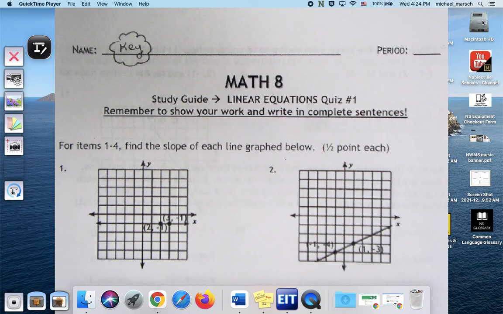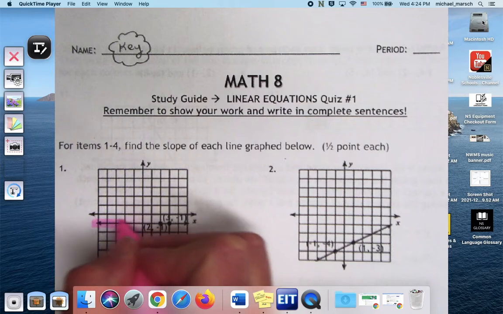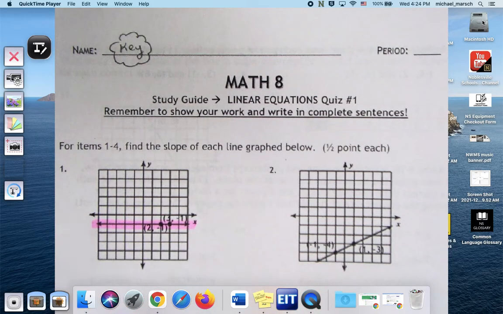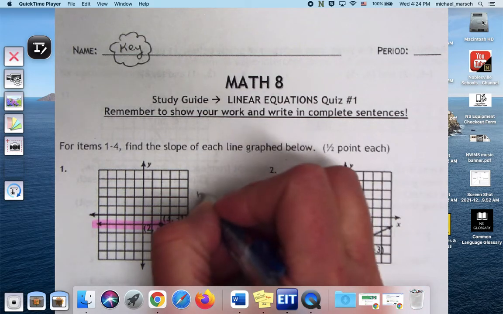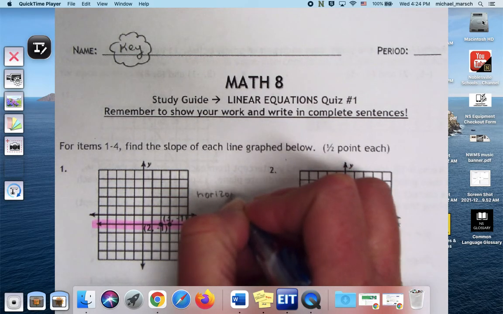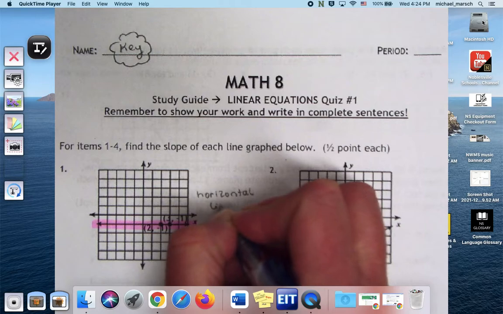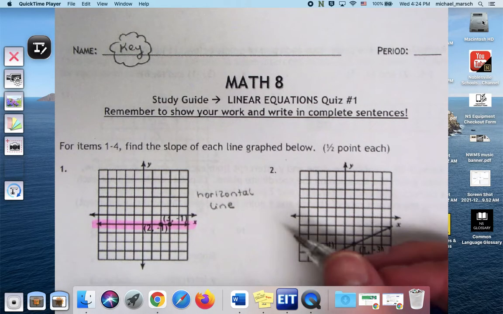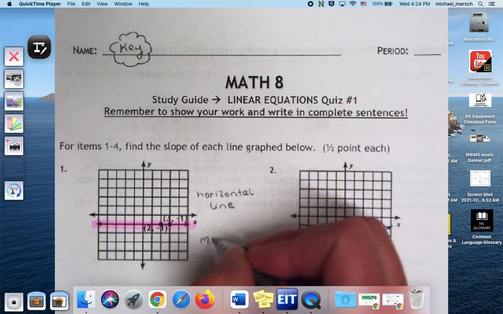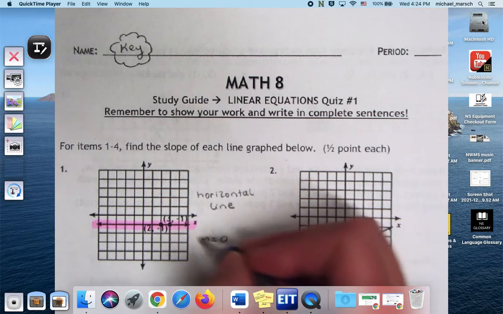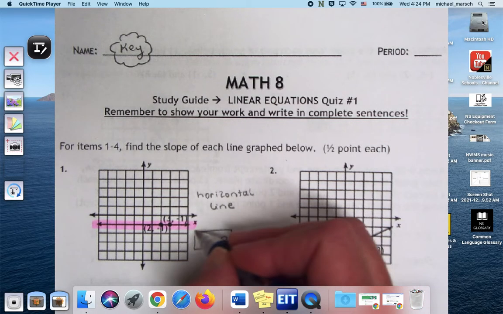So for question 1, it says find the slope of each line graphed below. So here is the line right here. I know it's kind of hard to see, so that's why I got my highlighter out. So we have a horizontal line, which you should all know from Mr. Slopeface that your slope is going to equal 0 for this one. All horizontal lines have a 0 slope.